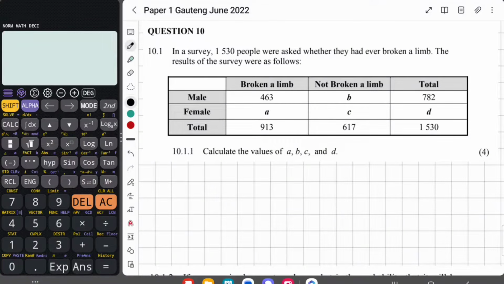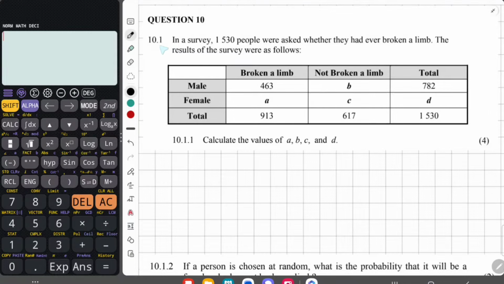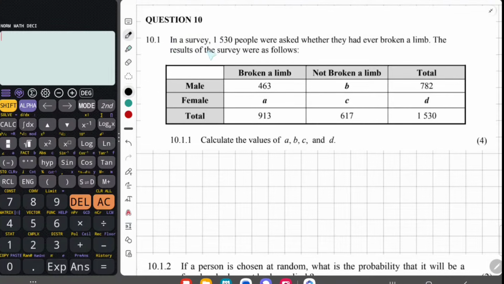In this video, we're going to be working on the last question of the Gauteng 2022 June exam. And this is question 10. Then we have 10.1 saying, in a survey, 1,530 people were asked whether they had ever broken a limb. The results of the survey were as follows.